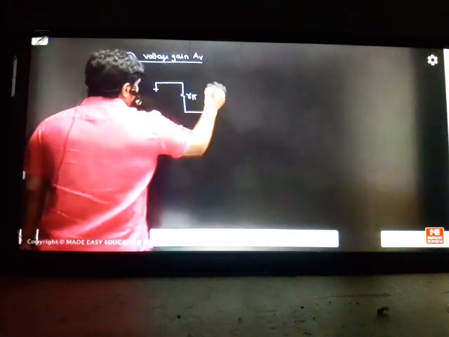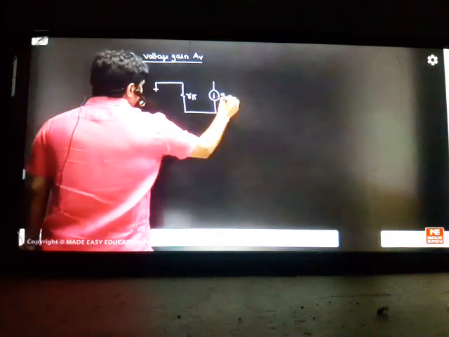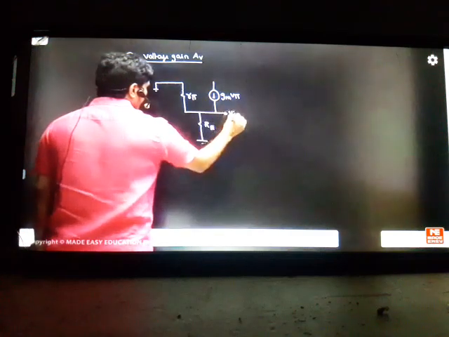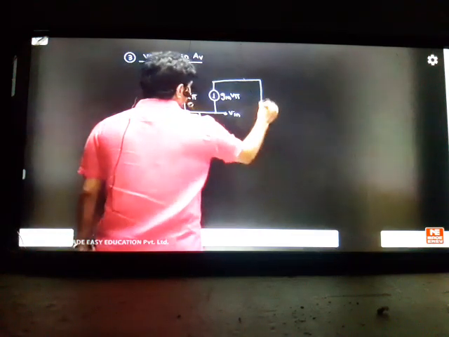I'm taking ground. This is R pi. Next we have the current source gm into V pi. We have Re. This will be your input, and we have the load, that is RC to ground. It's a very simple derivation. Try to see.